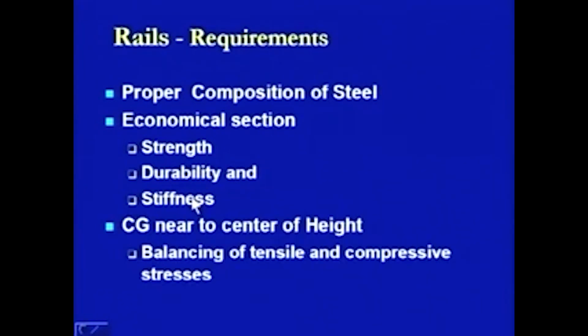Another important thing in the design of the rail section is that its CZ should be as near as possible to the center of the height. If the CZ is very near to the center of the height, then it will help in balancing the tensile and compressive stresses. If this balancing of the stresses is not there, and if any of the stress is more, then it is going to create its effect in terms of the different types of defects which can get induced into the rail section. So, to remove that type of effect, we have to make sure that the CZ is very near to the center of the height.